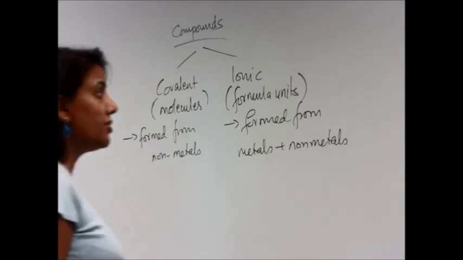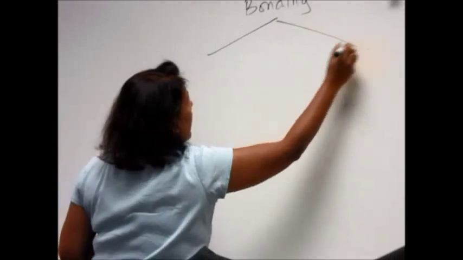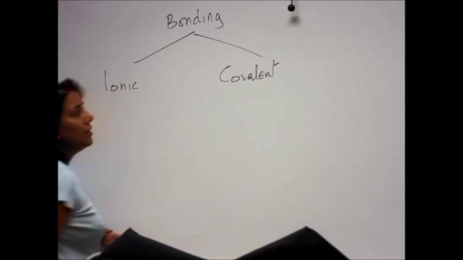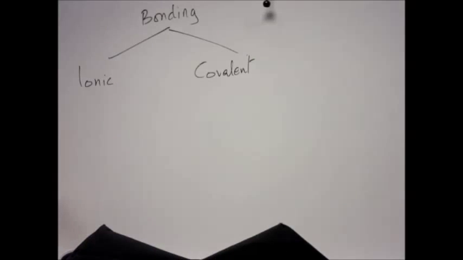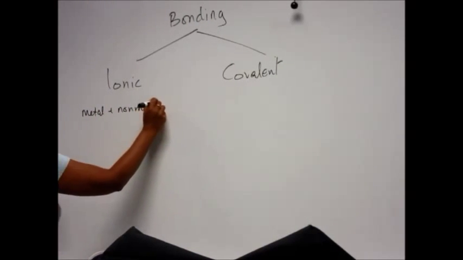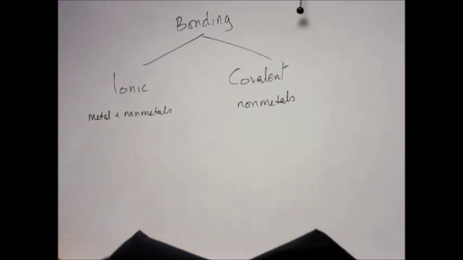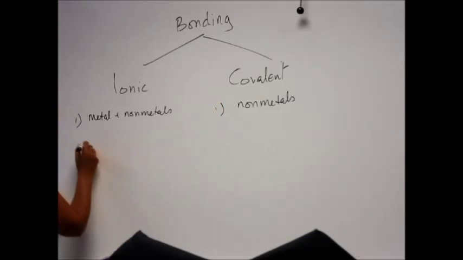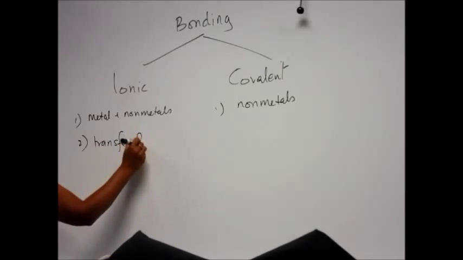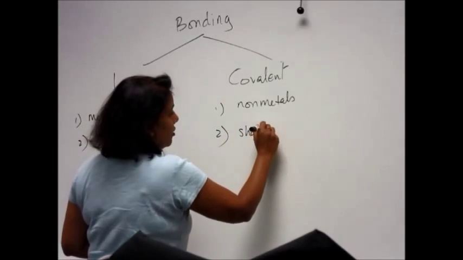So there are two kinds of bonding. I'll start with the ionic first because this is the easier one. And covalent. Ionic is from metals plus non-metals. Covalent is only non-metals. That's one thing to remember. Two, ionic is formed from transfer of electrons, whereas covalent is sharing of electrons.